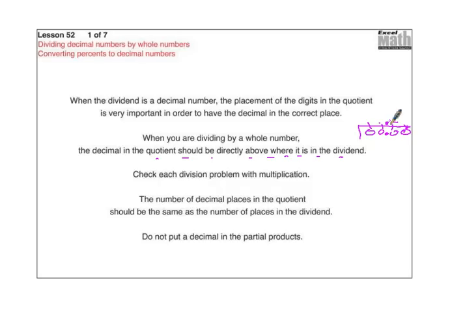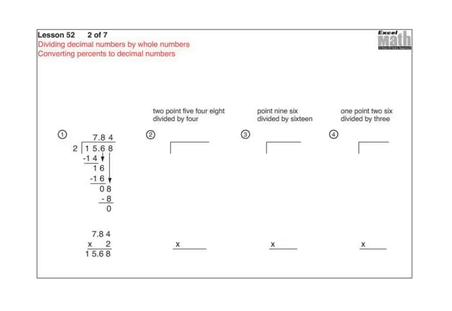Check each division problem with multiplication. The number of decimal places in the quotient should be the same as the number of places in the dividend. Do not put a decimal in the partial products. All right, here we go. So what all that means is it's going to look like this. Let's take a look at how they did this first problem.